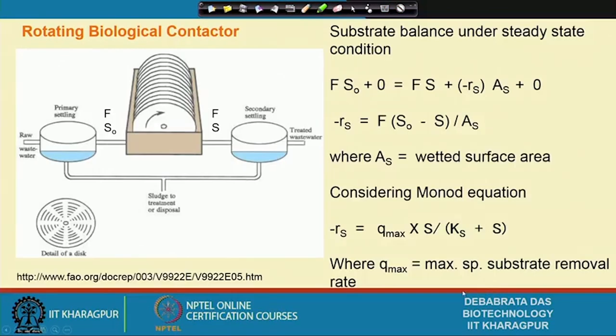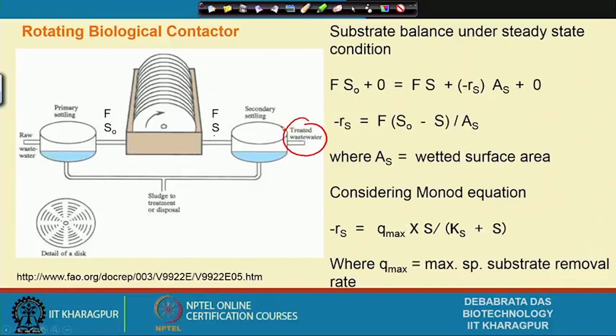Now, this process can be represented in another very simple way. This is the disc, mounted on a particular shaft and immersed in a trough. This is the primary settling tank, and from this primary settling tank, the supernatant is passed through this rotating biological contactor, and the reaction takes place, and the S0 will be converted to S, and this is the secondary settling tank. Then this is the treated wastewater that we have.